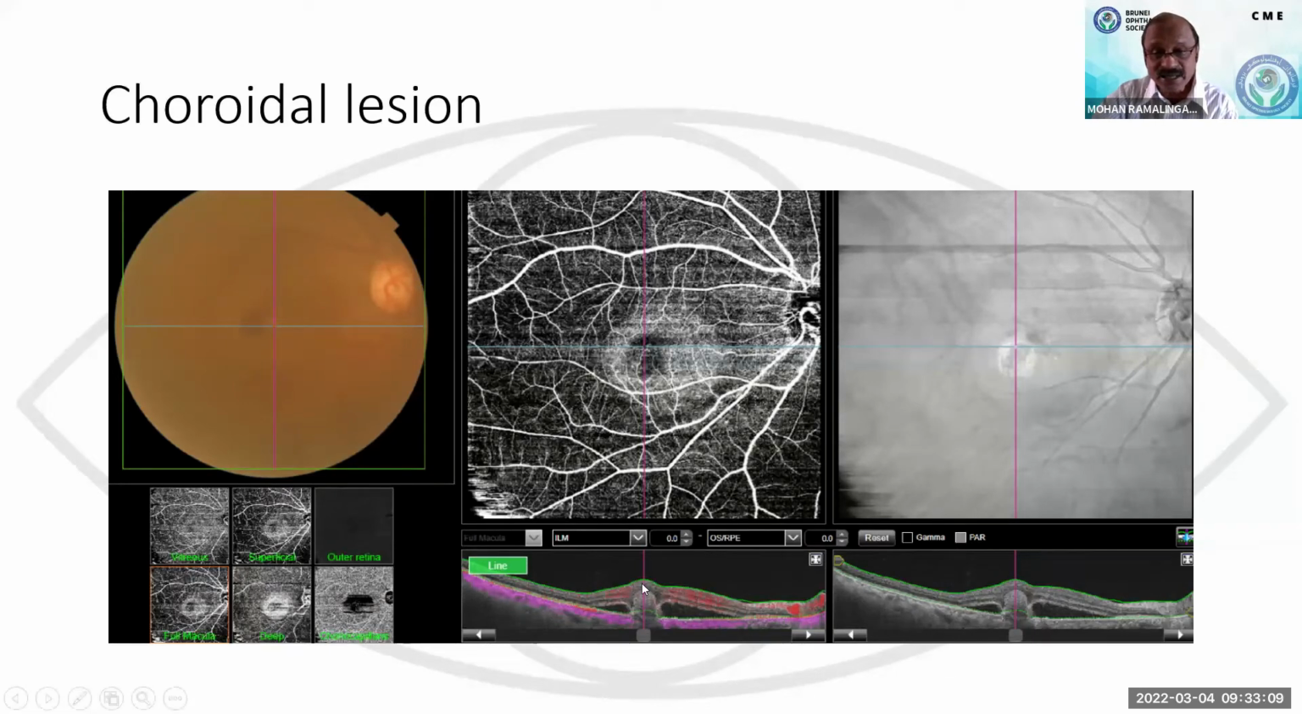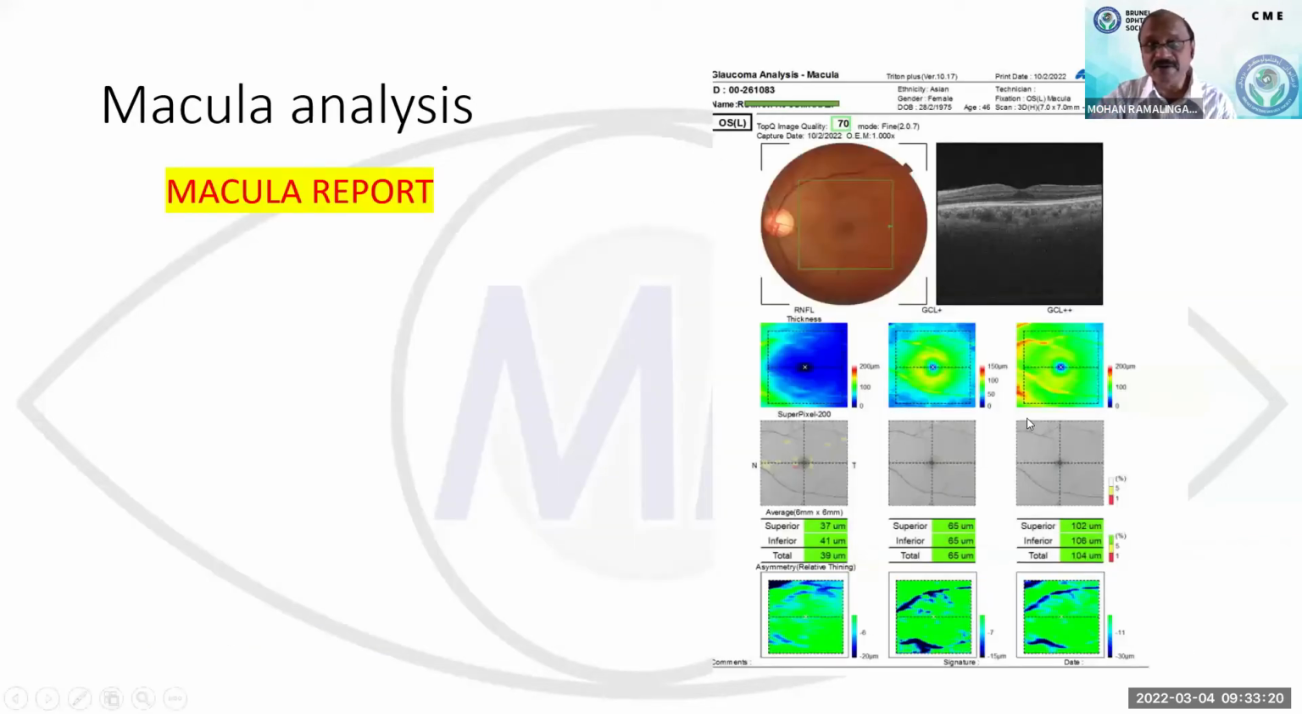And this is a small tumor growing from the choroid, which can be seen very clearly, and the vascularity of the tumor can also be assessed. And this is the way in which it gives the macular report. It compares between the upper and the lower area of the ganglion, and it gives a statistical report.